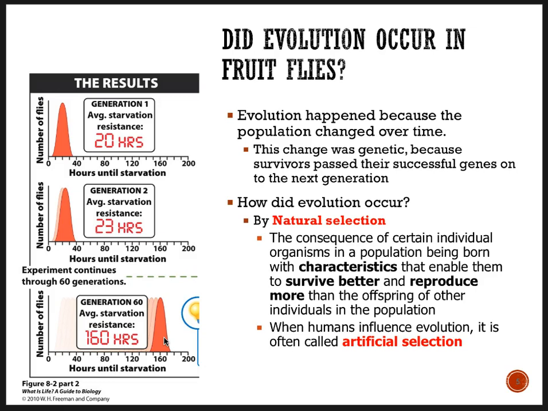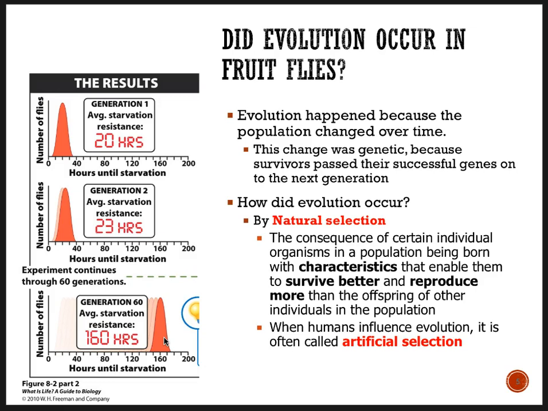Remember from lab, we talked about it's a relative frequency, right? Some are surviving better than others. The relative frequency of survival is better for some than others. So that's what we're talking about here. There are all these individuals in the population. Some of them have characteristics that help them survive, like starvation resistance, and those are the ones that reproduce more.